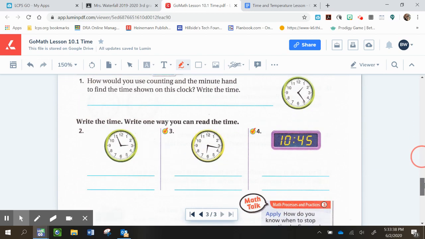We're going to do a couple practice ones. So how would you use counting and the minute hand to find the time shown on this clock? Well, we know that it is 1 and it's very, very close to 25, okay? So if you know that the 5 is 25 minutes, you can count 1 back to give you the time of 1:24, okay?